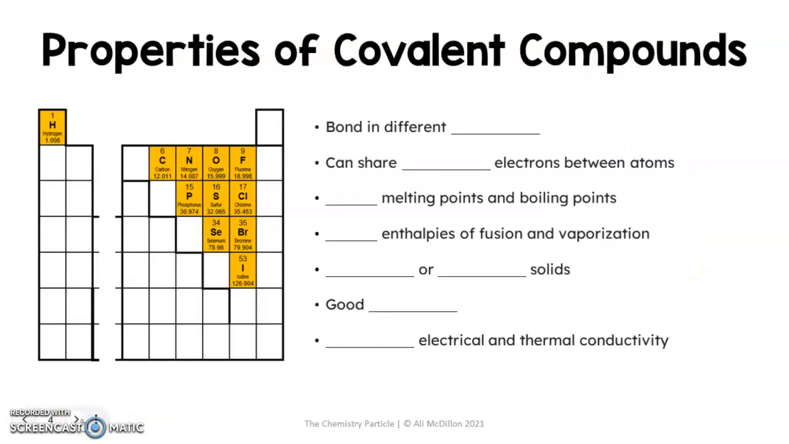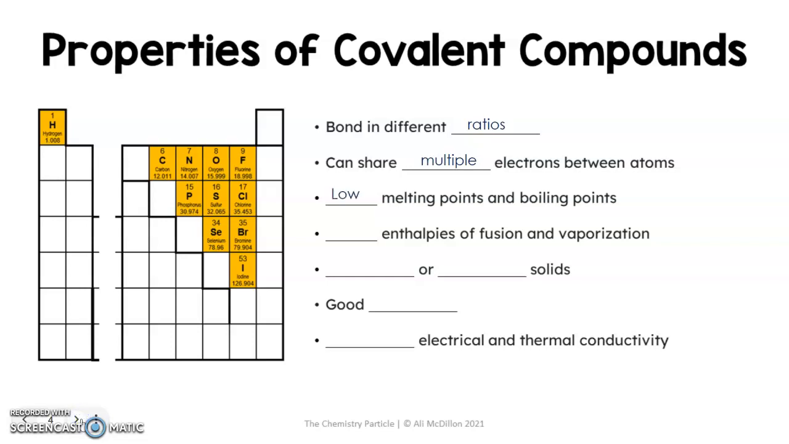So what are some properties of covalent compounds? They bond in different ratios, and they can share multiple electrons between atoms. Now, what we mean by different ratios, remember with our ionic compounds, we determine the ratios based on the charges of the metals and the nonmetal anions. But now we're looking at covalent compounds, and their ratios can be different based on the molecules.